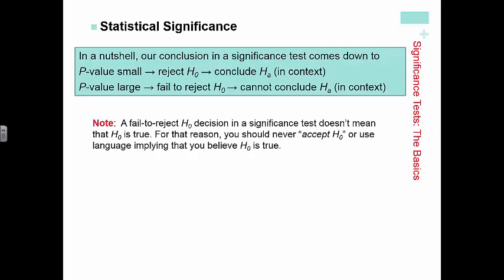If it's small, we're going to reject the null hypothesis. If it's large, we fail to reject the null hypothesis. Now notice, we never accept anything. I'm not accepting it, I'm just saying I don't have enough evidence to reject it.